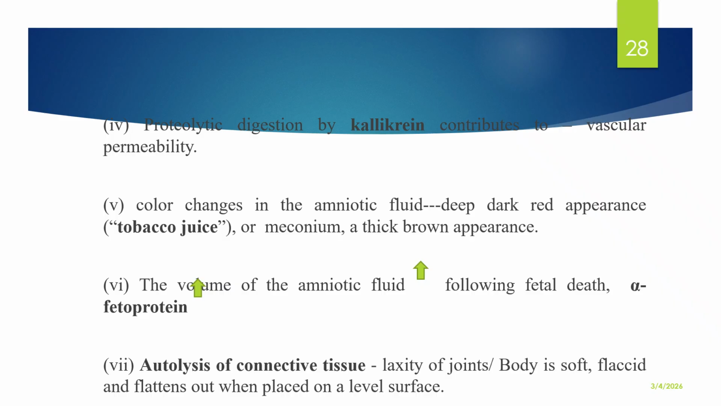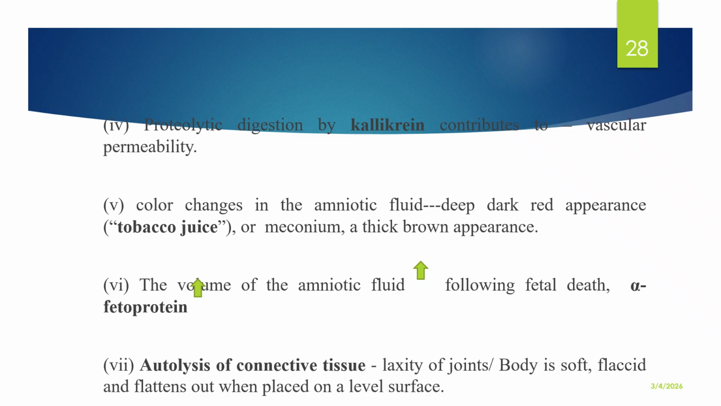Color changes in the amniotic fluid: a deep dark red appearance, like tobacco juice or meconium, and a thick brown appearance is seen. The volume of the amniotic fluid increases following fetal death, and alpha-fetoprotein also increases. Autolysis of the connective tissue is seen, that is, loss of elasticity of the bones.